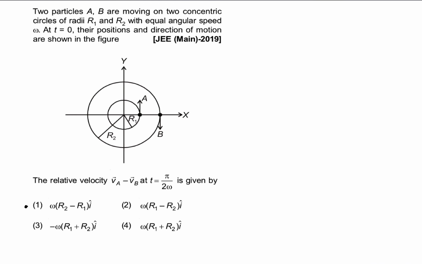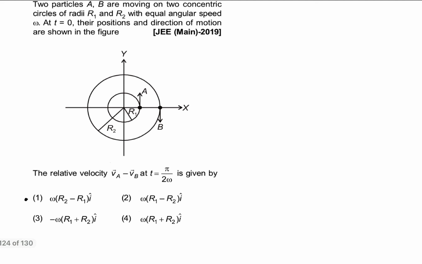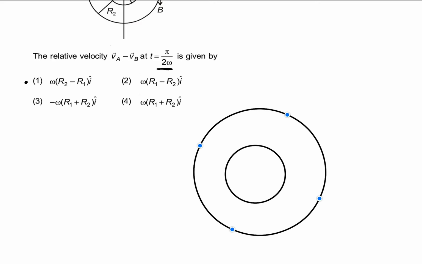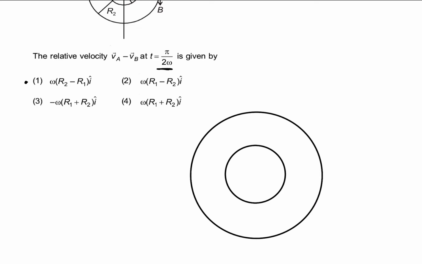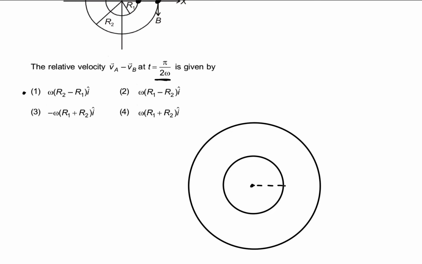Next question. Two particles A and B are moving on two concentric circles of radius r1 and r2 with equal angular speeds omega. At t is equal to 0, you can observe that their positions are along the x-axis. Now you need to calculate Va minus Vb at t is equal to pi by 2 omega. Means after 90 degrees turning, what is happening, they are asking. If you draw this diagram properly, you can observe that after 90 degrees, particle A, from here it will move to this point. It is turning through an angle 90 degrees.